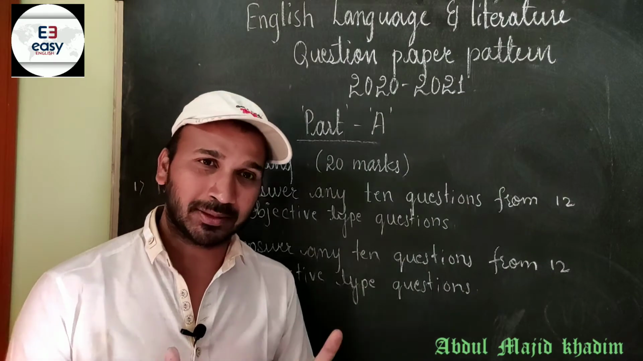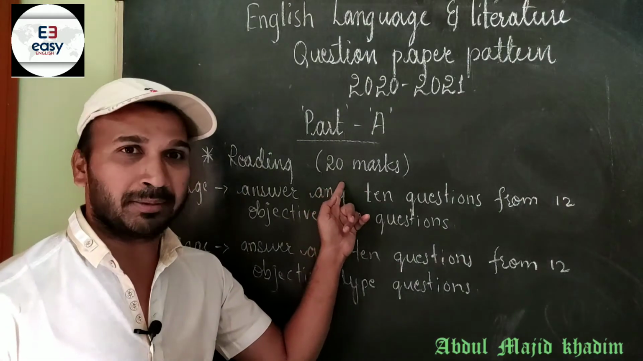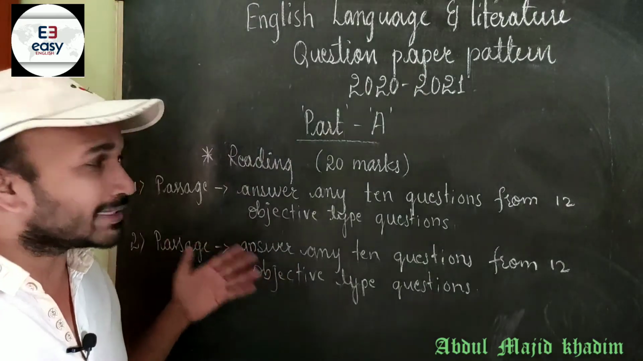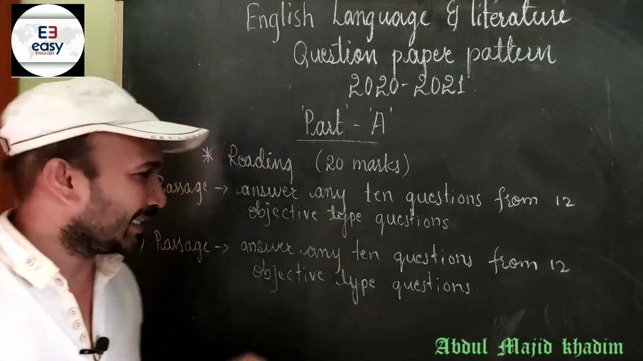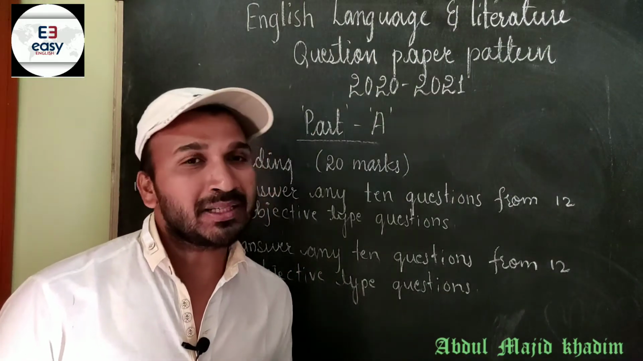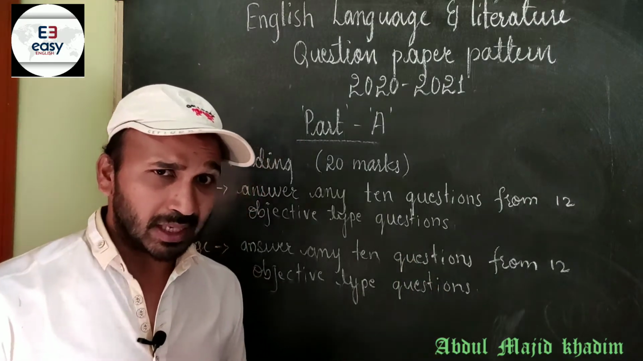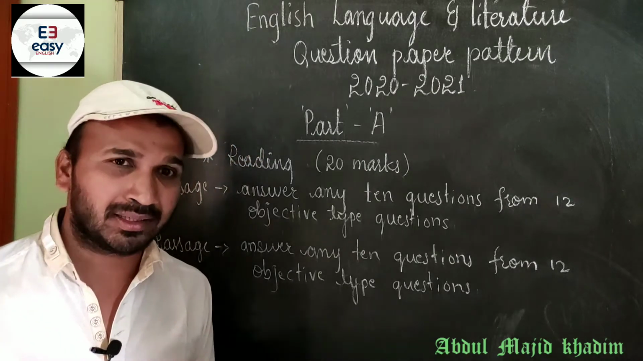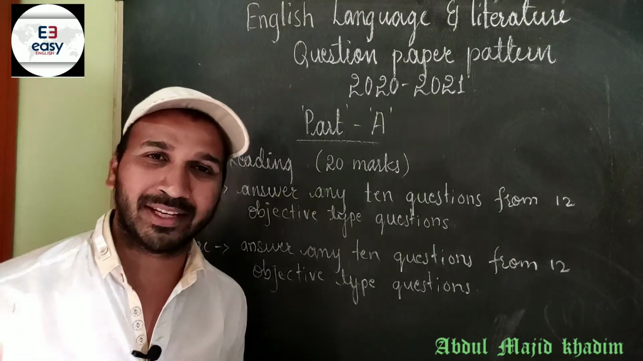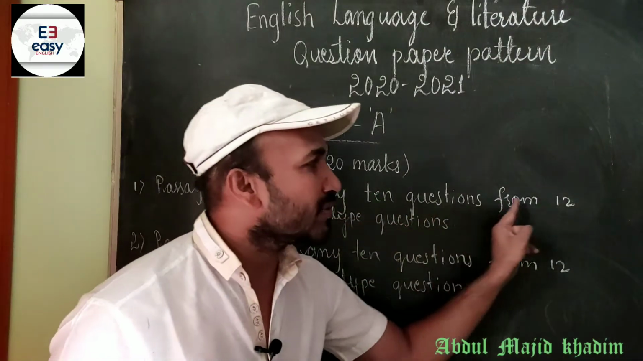The weightage of the reading part is the same. Previously also it was 20 marks, and this year also it is only 20 marks. Okay, so what has changed in that reading part? Let's see. Previously it had passage 1 and passage 2, but passage 1 had 8 marks. Here passage 1 has 10 marks and passage 2 also has 10 marks. But see, passage A, answer any 10 questions from 12.